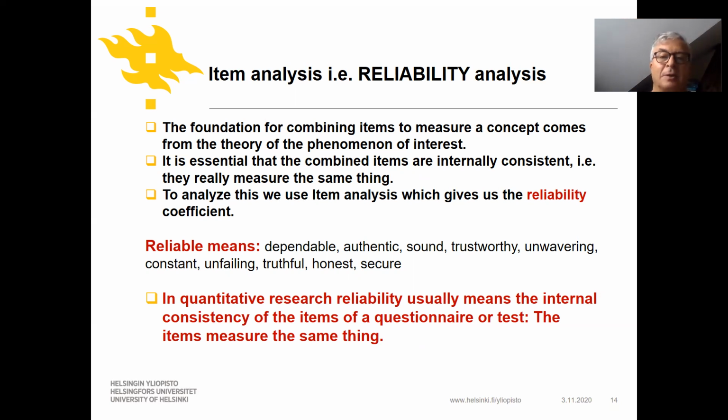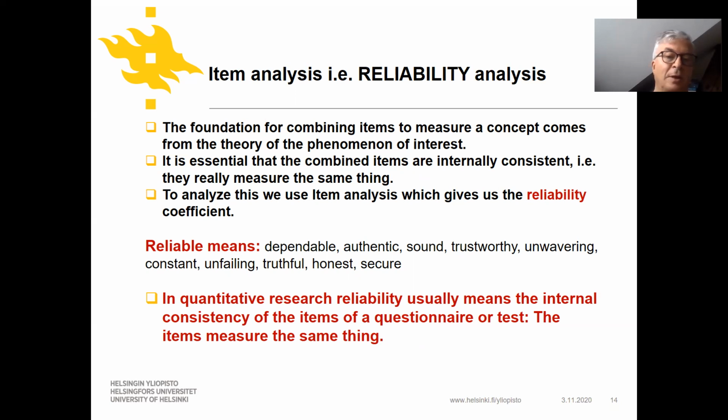Then we get into the question of internal consistency. It is important, if we say that the items measure the same thing, that they actually do correlate. In this way they indicate that they have in practice something to tell about the same phenomenon. And for this we use the item analysis, which gives us the reliability coefficient.